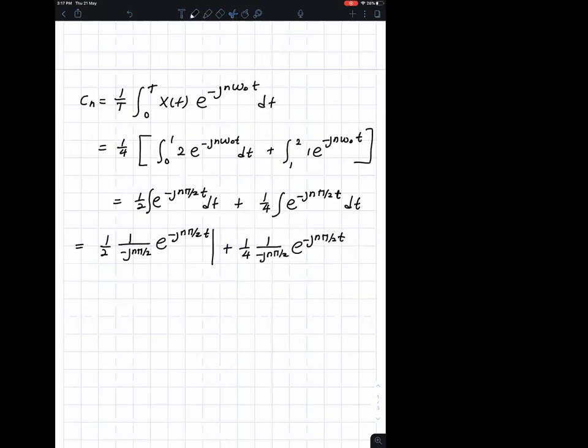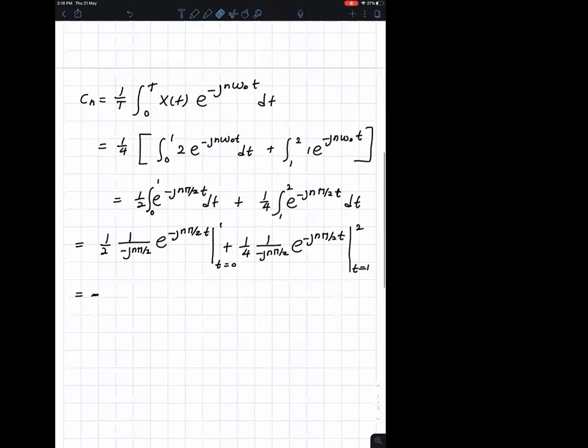So this integral goes from t equals 0 to 1, and this integral here goes from t equals 1 to 2. What you can do is pull out the common factor, or you can just keep it. It's okay. Try not to simplify too much for now.